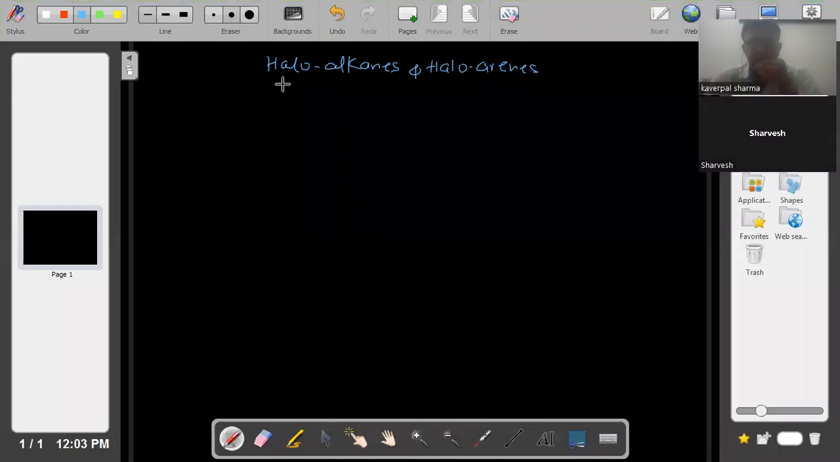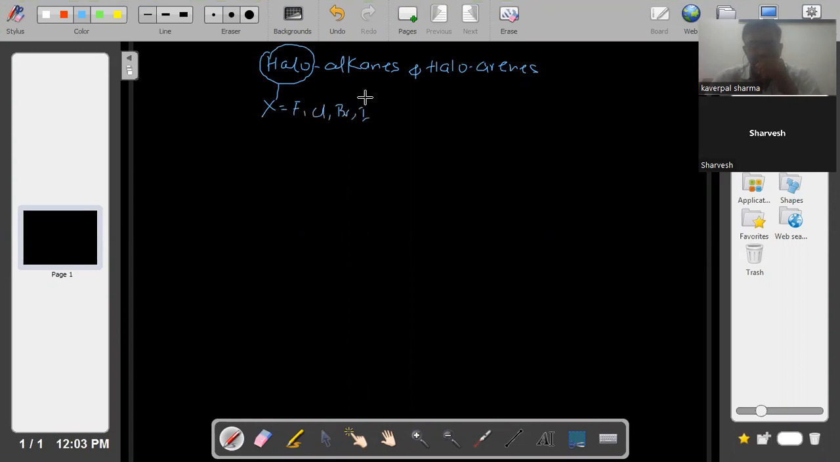Haloalkanes and haloarenes. Halo means all halogens represented by X, that is fluorine, chlorine, bromine, and iodine. Alkane means carbon-carbon single bond, a saturated bond. Saturated compounds are those having single bonds, no double and no triple bond. Saturated compounds are always alkanes.